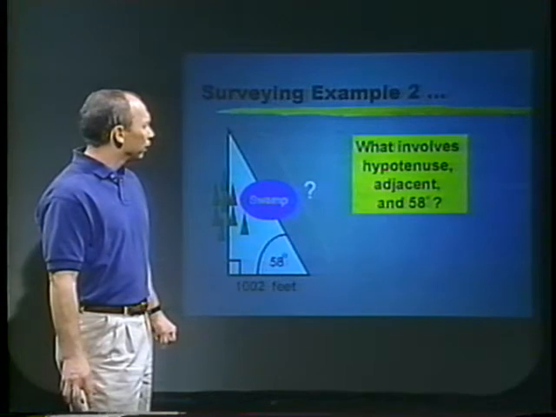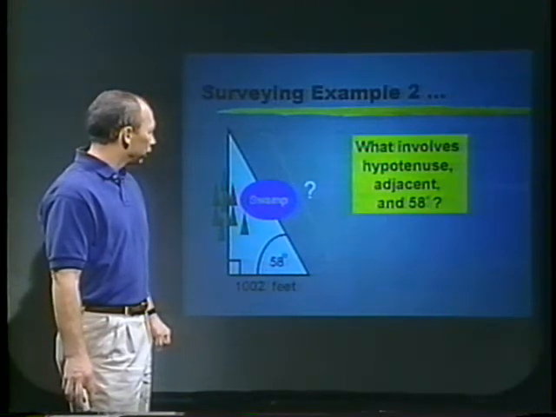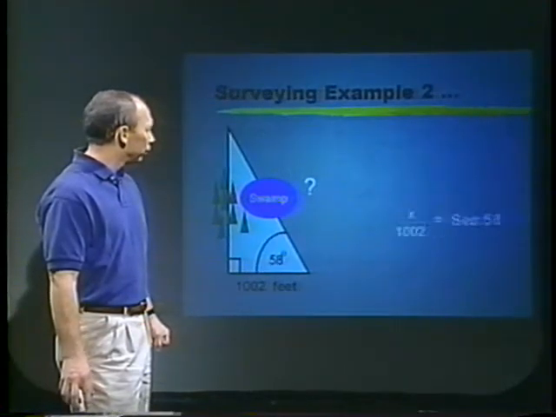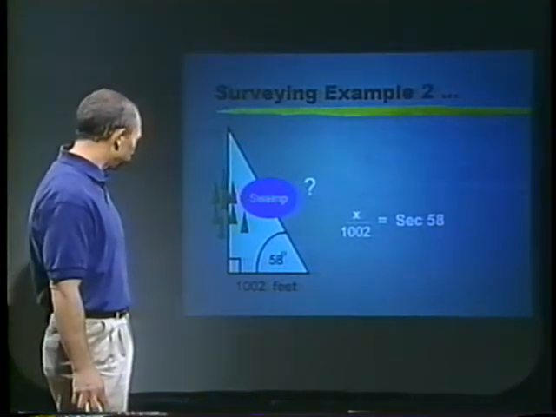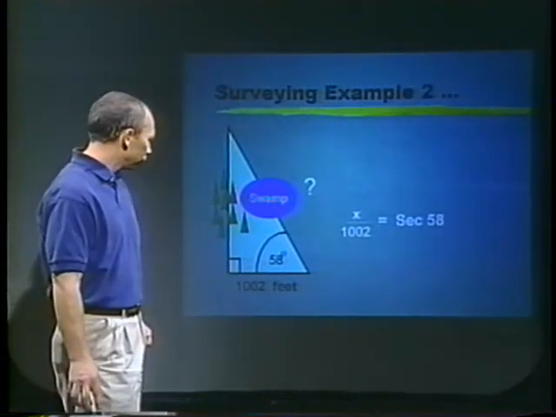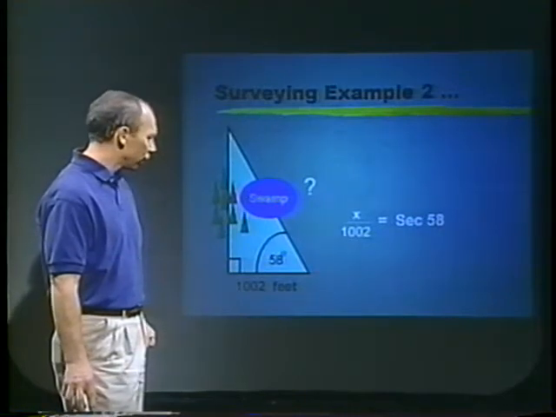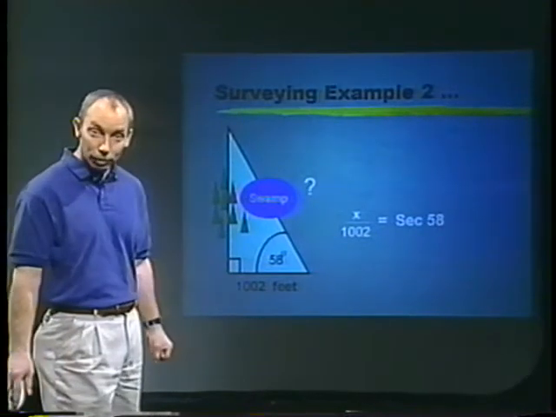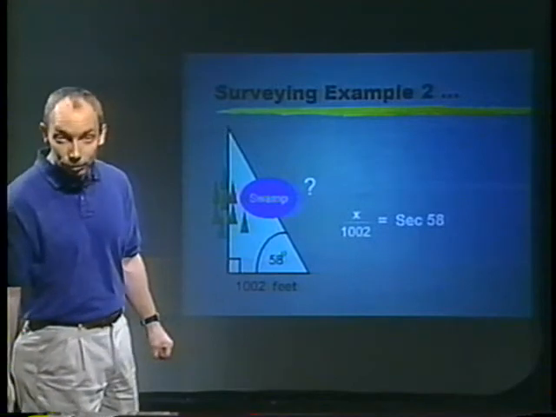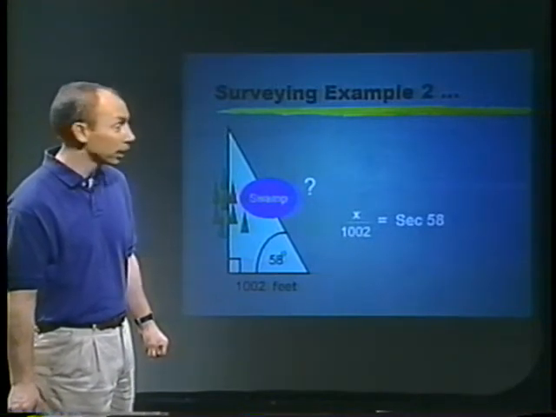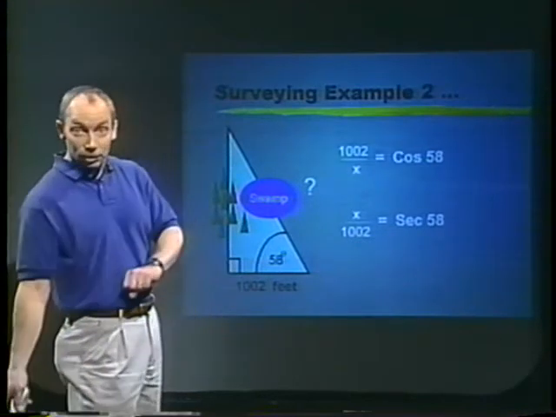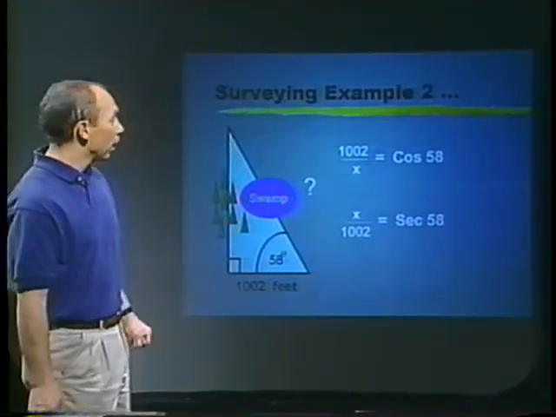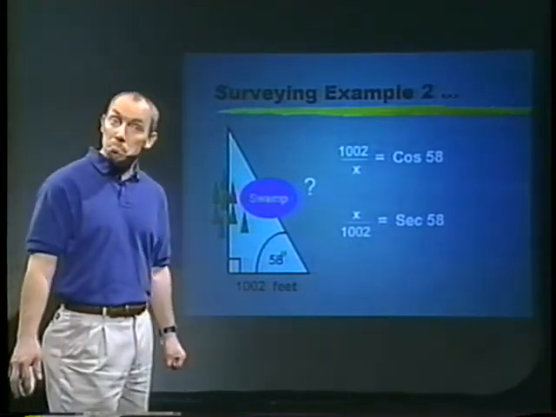Well, it's the hypotenuse, the adjacent, and 58 degrees. We could do x over 1,002. Well, x over 1,002, that's the hypotenuse over the adjacent. Yes, we could, and that would be the secant. Remember what you're supposed to memorize. But couldn't we also do 1,002 over x? Put that on top, and that would be the cosine.